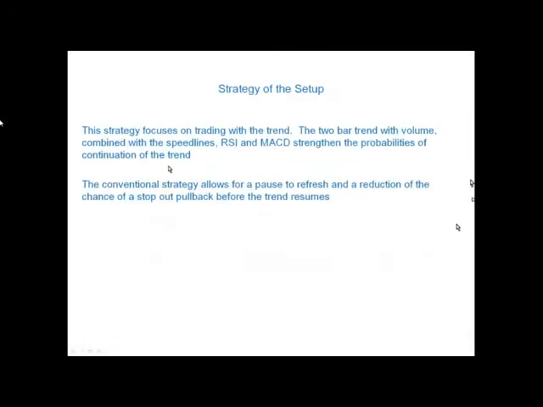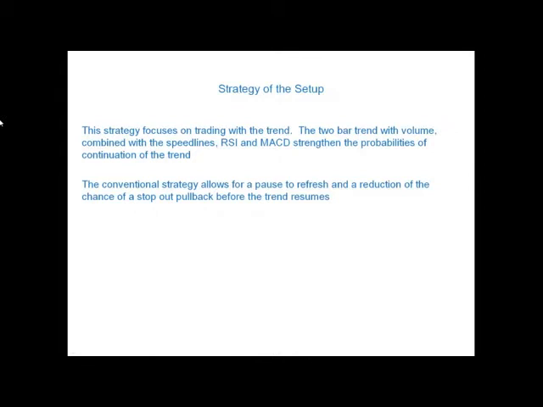What's basically the strategy of this setup? The strategy focuses on trading with the trend. The 2-bar trend with the volume combined with the speed lines, RSI, and MACD strengthen the probabilities of the continuation of the trade. If we've got a couple bars, it's just from like a 2-bar break perspective, I want to see that there's some power and some significance behind it.